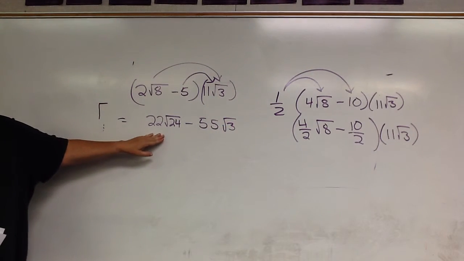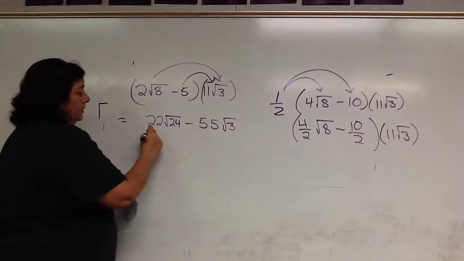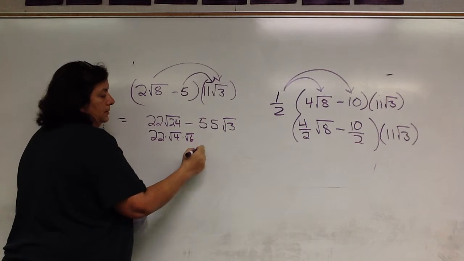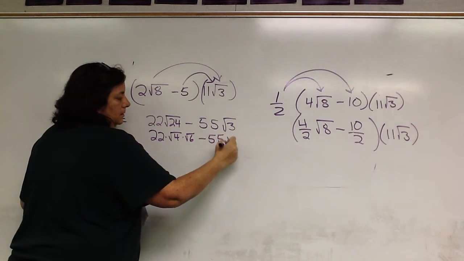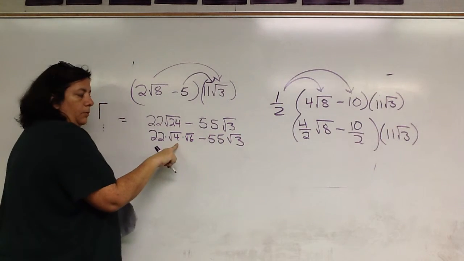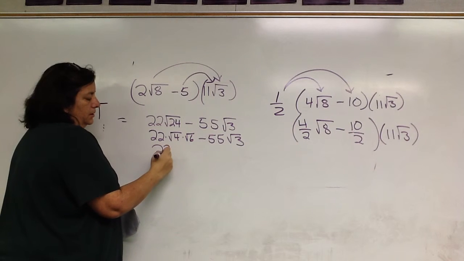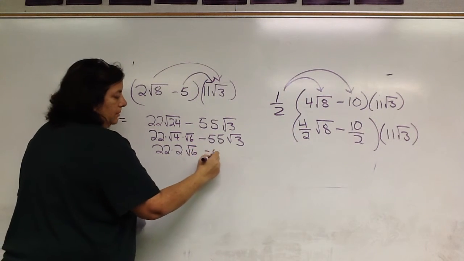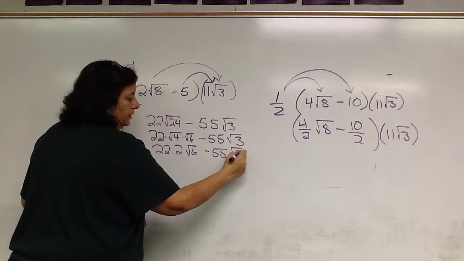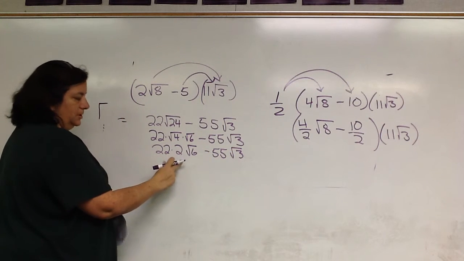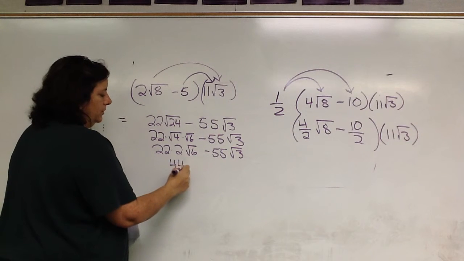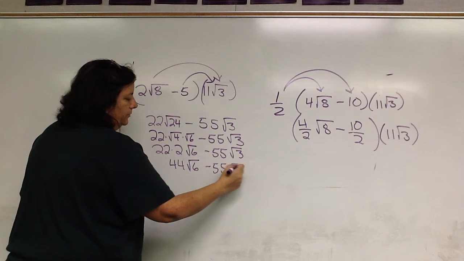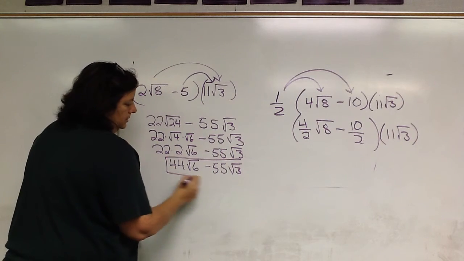I can simplify the root 24. Root 24 is root 4 times root 6. Root 4 is the same as 2. 22 times 2 times root 6 minus 55 root 3. 22 times 2, 44, root 6 minus 55 root 3. That is my answer.